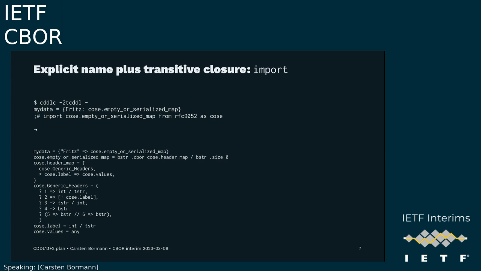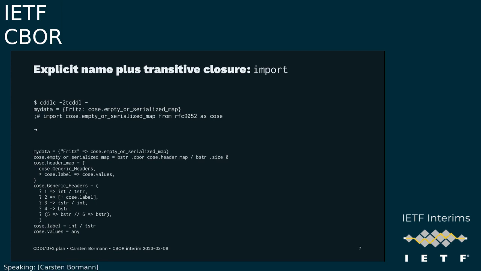And then the tool pulls empty-or-serialized-map from the library, prefixes that with COSE, and then there are further things it needs to pull, including header-map, generic-headers, label, and values, which are again prefixed by the name given. So the as COSE turns empty-or-serialized-map into COSE.empty-or-serialized-map, and so on. So this is again a lot of automatics that gives you exactly what you need in a particular context.